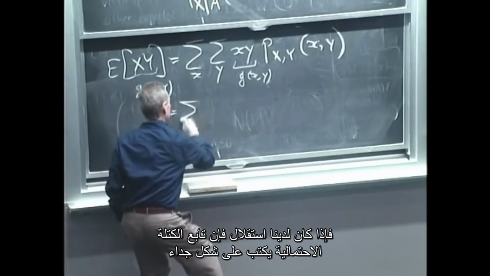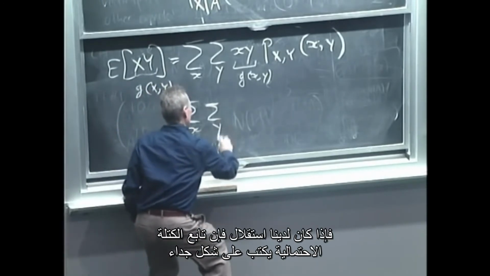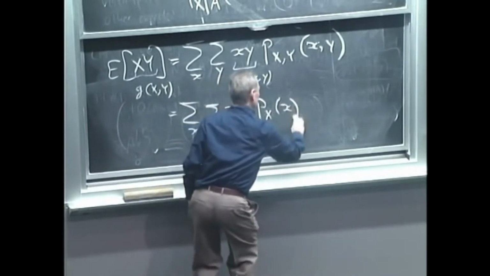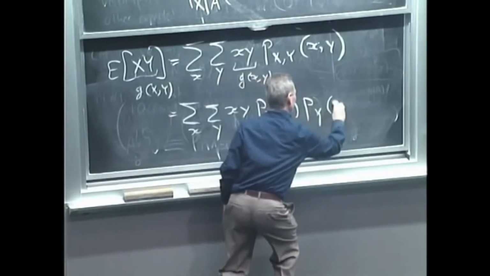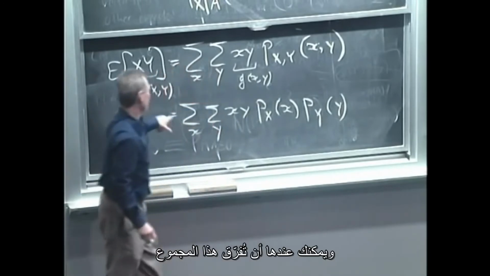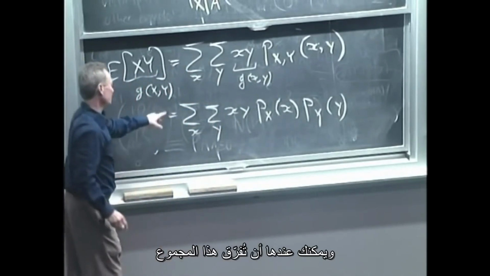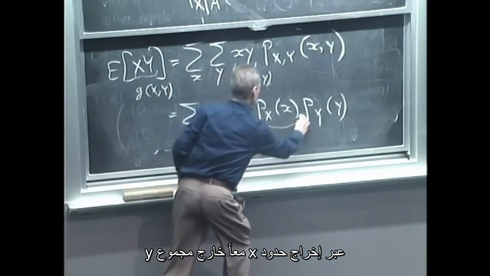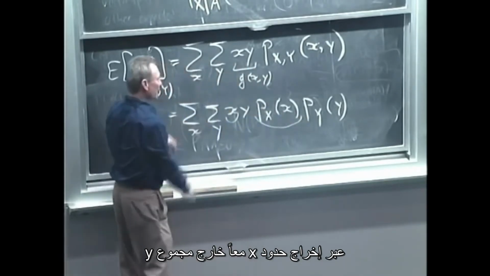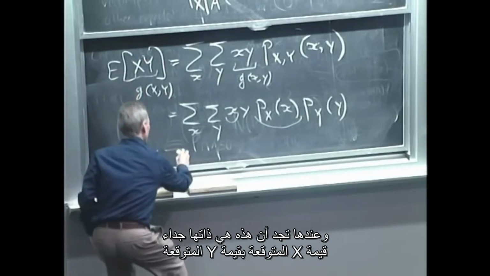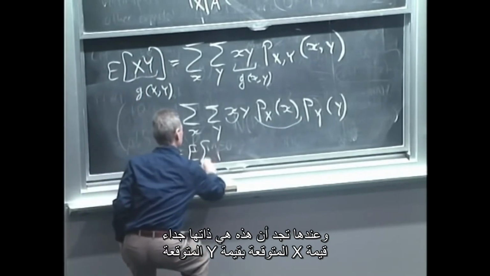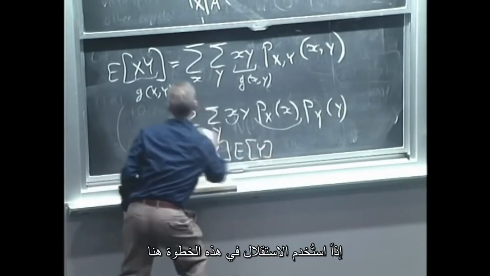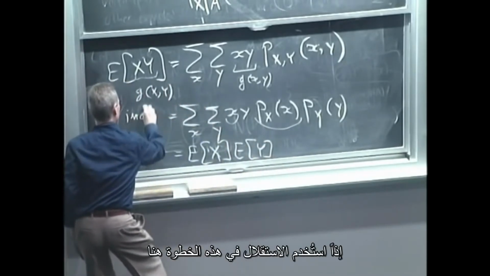Now, if we have independence, then the PMFs factor out. And then you can separate this sum by bringing together the x terms, bringing them outside the y summation, and you find that this is the same as the expected value of x times the expected value of y. So independence is used in this step here.